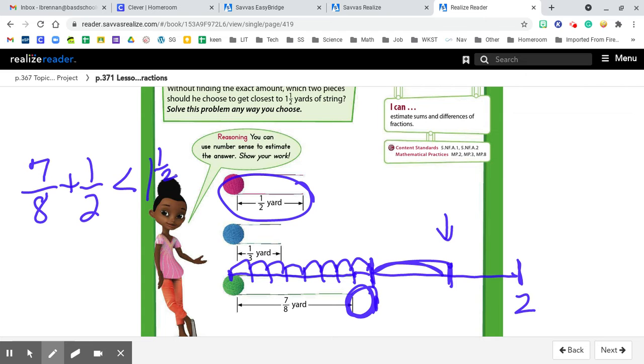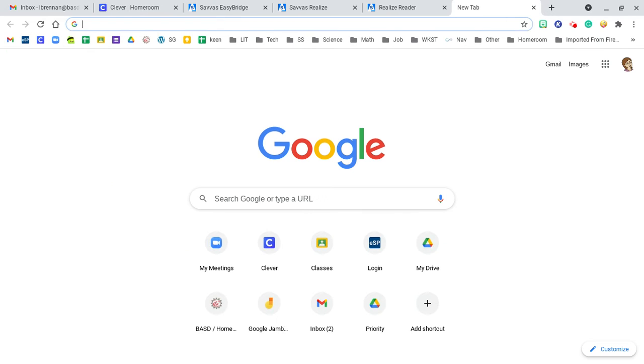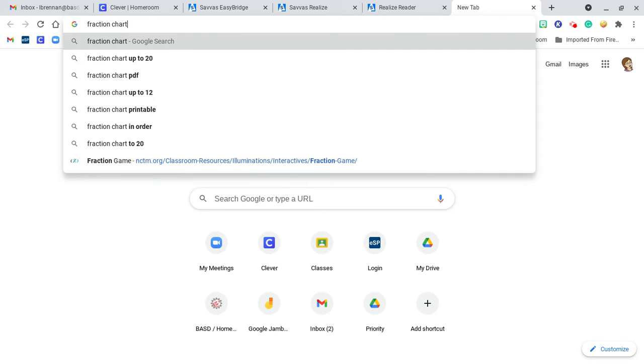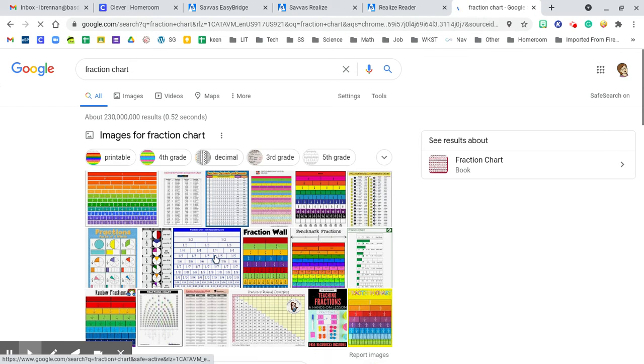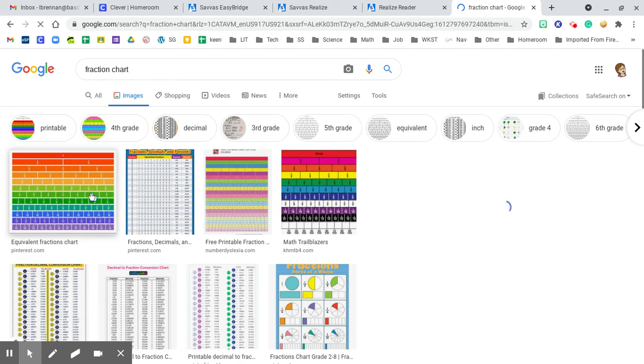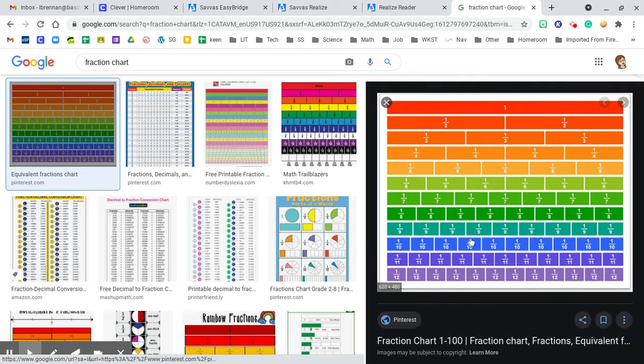You can also use a fraction chart. To find yourself a fraction chart, all you need to do is pull one up. So here's a fraction chart right here. Pick any one of these that come up, and you can see 7/8 is going to bring us 1, 2, 3, 4, 5, 6, 7. Oh, here we are. 7/8 is right here. And we want to be at 1.5. So if we add the half a yard right up here, we'll get, over 1, closer to 1.5.